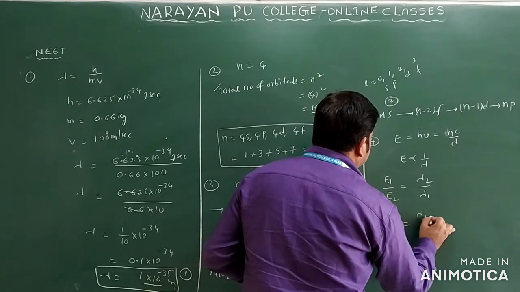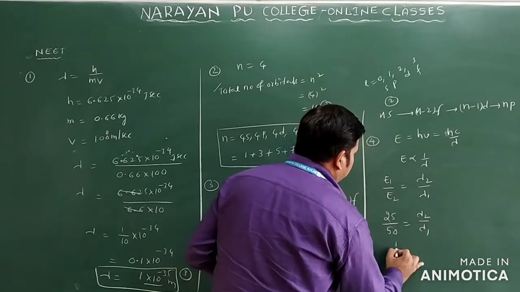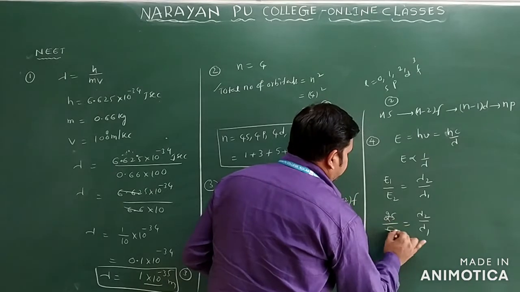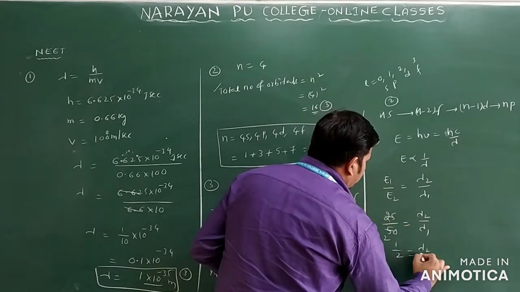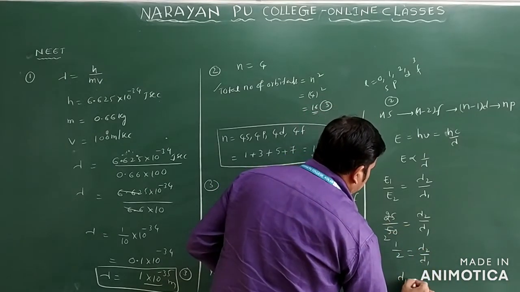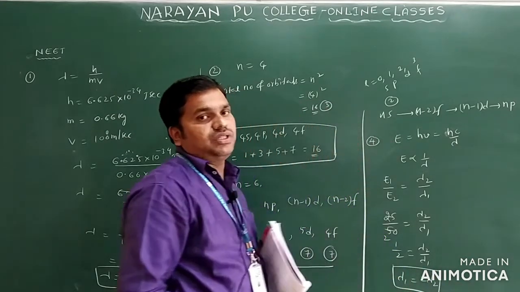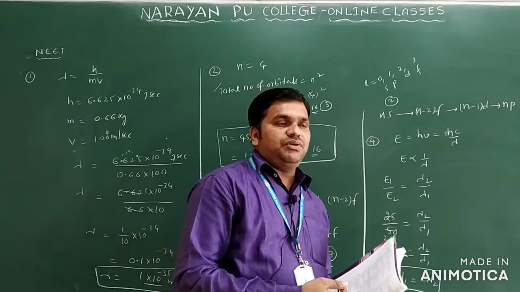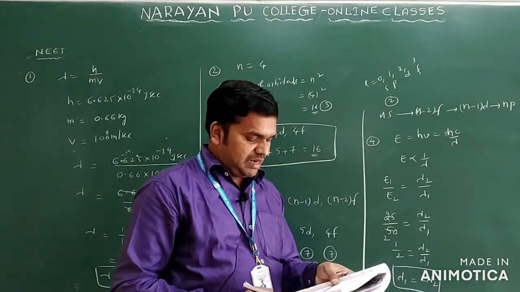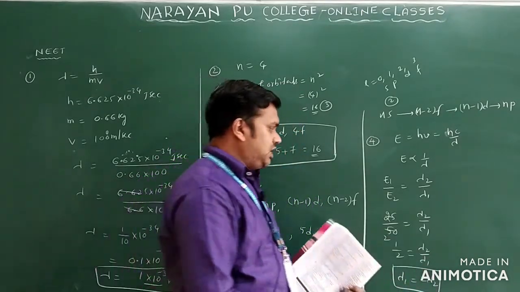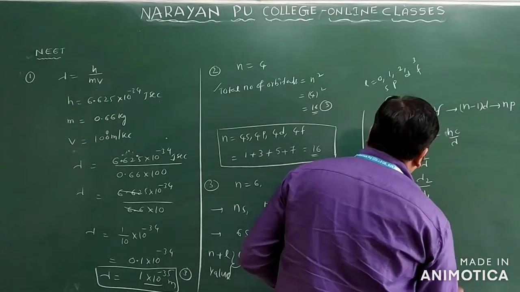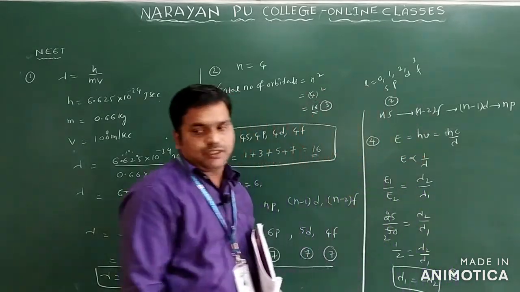50. That is equal to lambda 2 by lambda 1. I will write it is 1 by 2. Now 1 by 2 is equal to lambda 2 by lambda 1. Lambda 1 is equal to what? 2 lambda 2. If the energies are given, we are finding the relation between wavelengths only. Lambda 1 is equal to 2 lambda 2. What answer will we take? We will take option 2 for this question number 4.